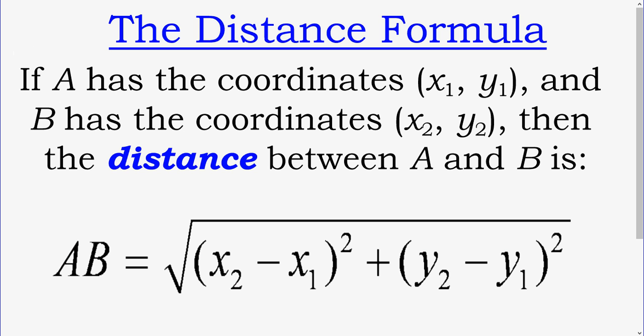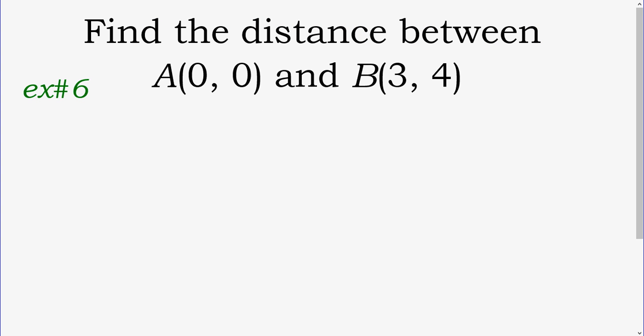All right, the distance formula. If A has the coordinates x1, y1, and B has the coordinates x2, y2, then the distance between A and B is, here's the distance formula. So notice it says AB, that's the length. It's the square root of x2 minus x1 quantity squared plus y2 minus y1 quantity squared. You do have to memorize that for the test.